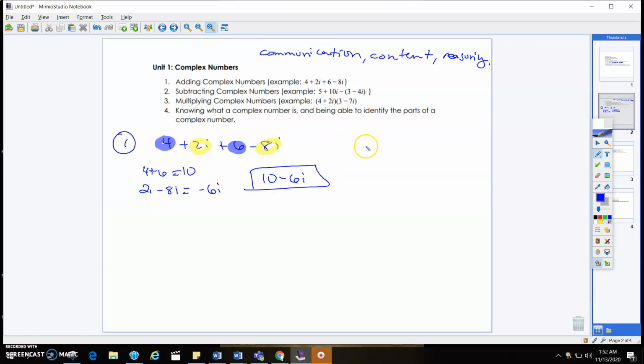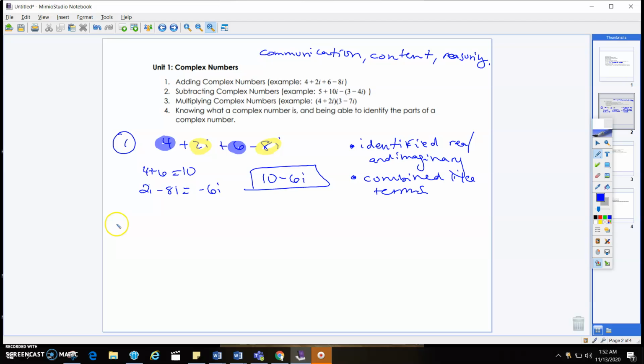I would say a couple of things about this. If you want to use bullet points, that's okay. You don't really have to write in complete sentences, but it needs to make sense. So for instance, I would say I identified real and complex, or real and imaginary, like terms.